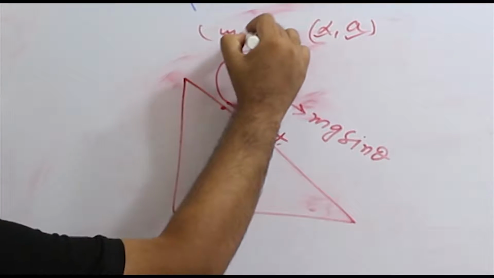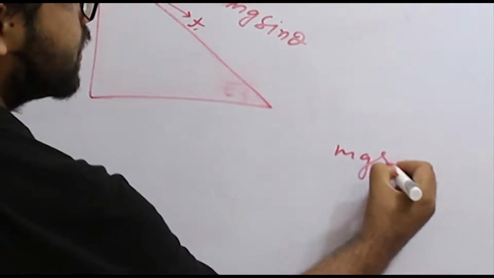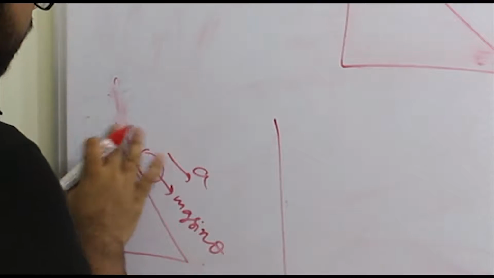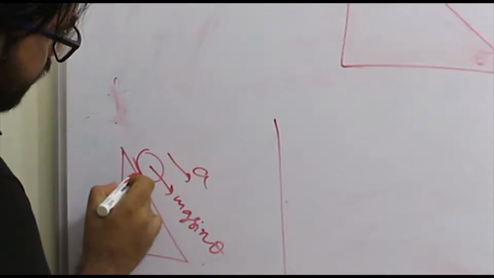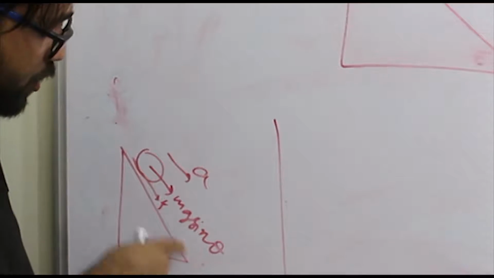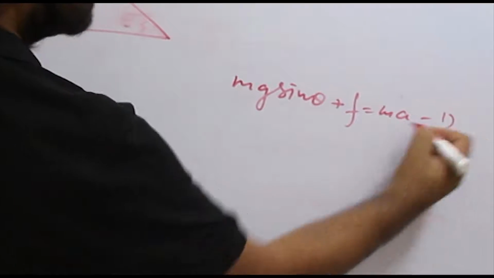Its mass is m, moment of inertia is I, as given in the problem. Okay, so I have taken friction in the forward direction, so we'll go with that. Both forces are in the same direction. So mg sine theta plus F is equal to ma. This is our first equation.